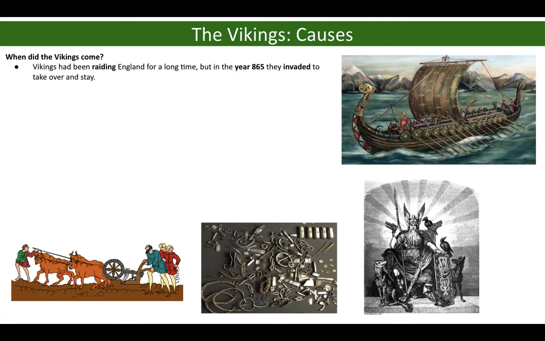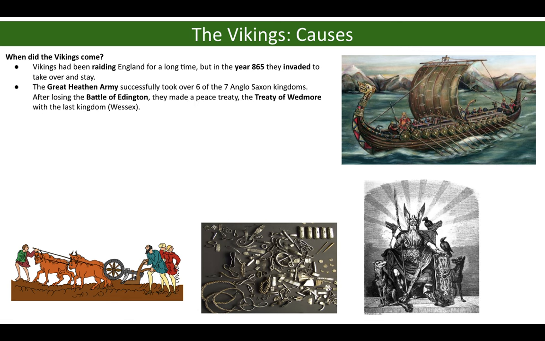When the Vikings come, it's in the year 865. They've been attacking England before that, but 865 is when they invade with the intention of taking over and staying in the country. In 865, the great heathen army, the Viking army, successfully attack and take over 6 of the 7 Anglo-Saxon kingdoms. They lose the Battle of Edington and they make a peace treaty called the Treaty of Wedmore with the last kingdom that has survived, which is Wessex.